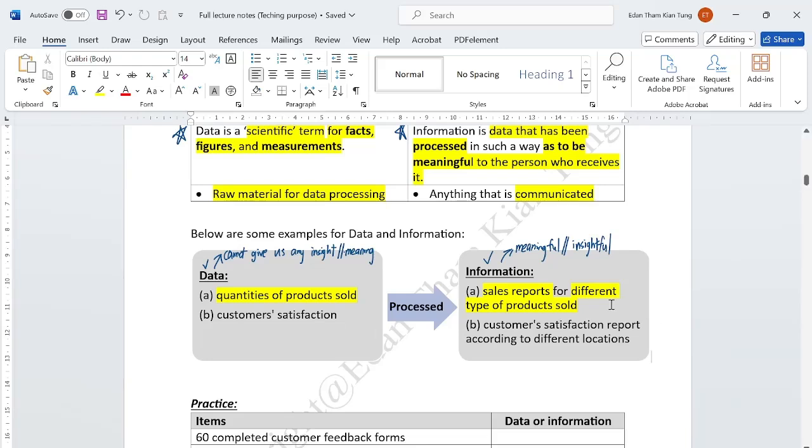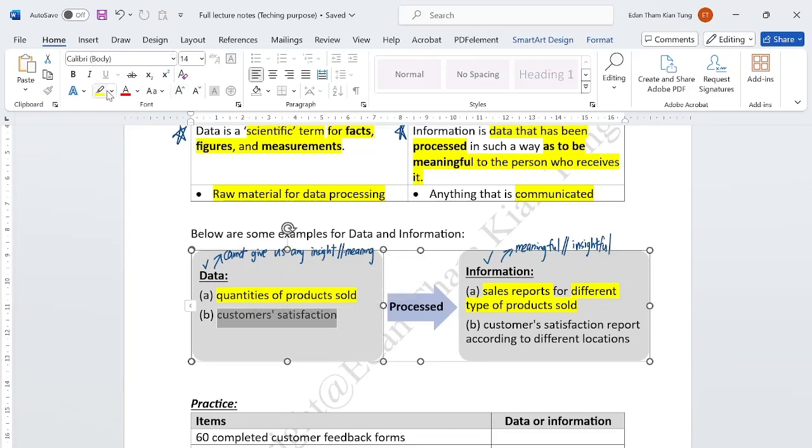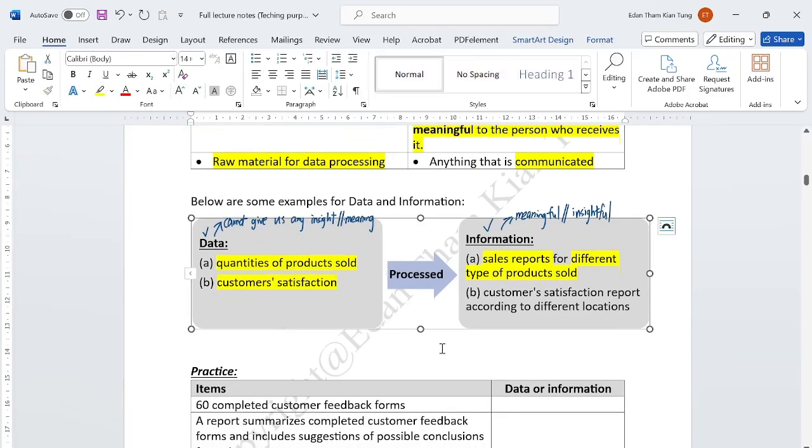So let's look at the example B, customer satisfaction. All right. If today I tell you that our overall customer satisfaction is 4 out of 5, do you guys think it is a good reading? Yes, right. 4 out of 5 is very good already.